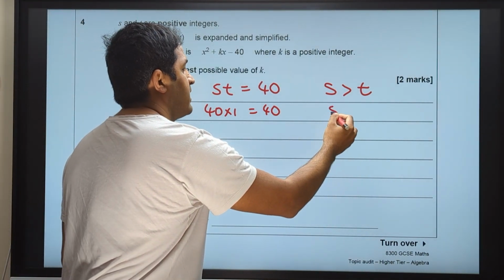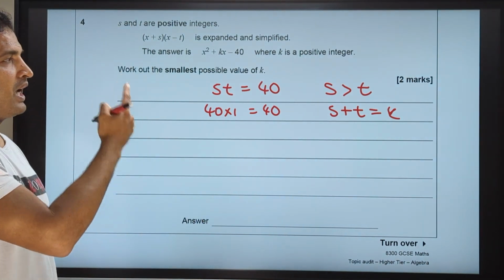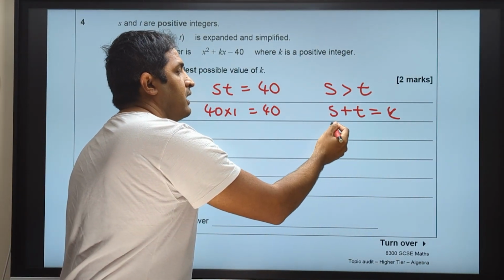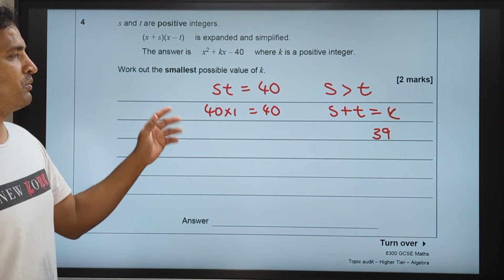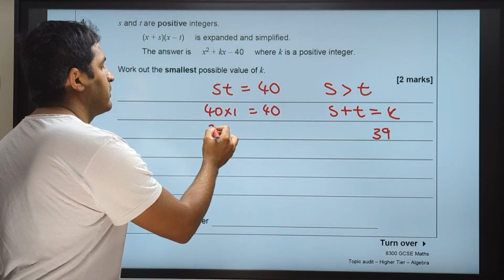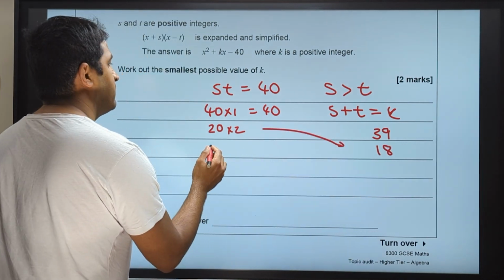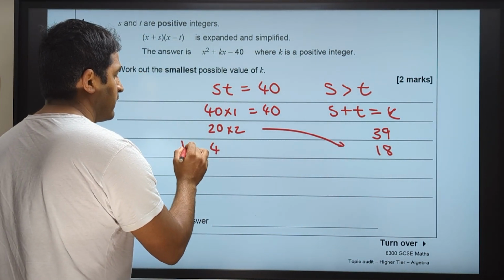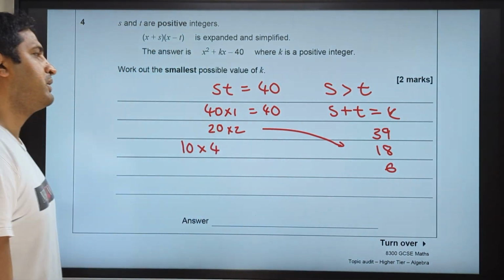So s add t will give you k. If s is 40 and t is 1, and it's negative t there, because this has to be positive, s has to be bigger. k is 39. And then we can look at 20 and 2. Then we look at it, 3 doesn't go, 4 goes, so we're doing 10 and 4. So k is 6.